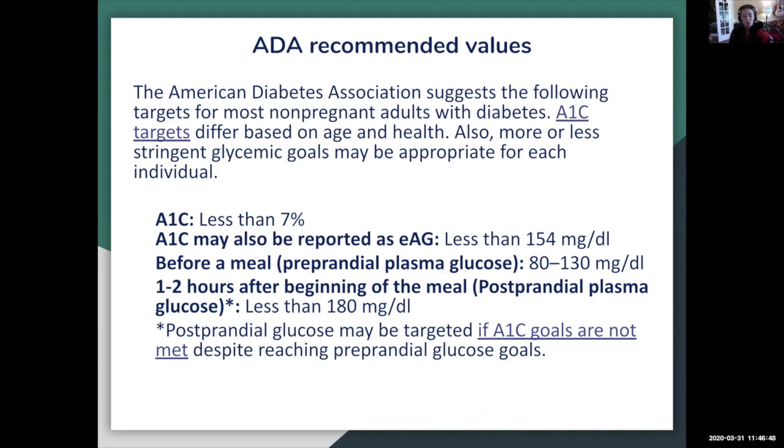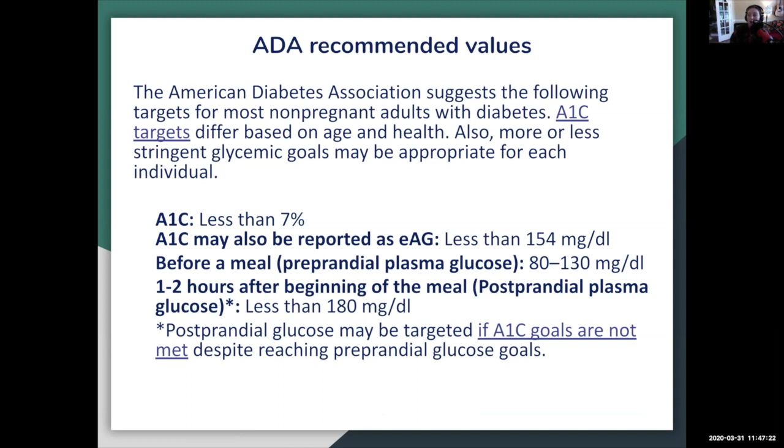Okay, so what do we want to see? In general, on average, we want to see an A1C of 7 or less, or an EAG, that estimated average glucose, less than 154. Before a meal, whether it's breakfast, lunch, or dinner, we want you to have a fasting blood sugar between about 80 to 130, 90 to 120, okay? 1 to 2 hours after starting your meal, it needs to be less than 180.